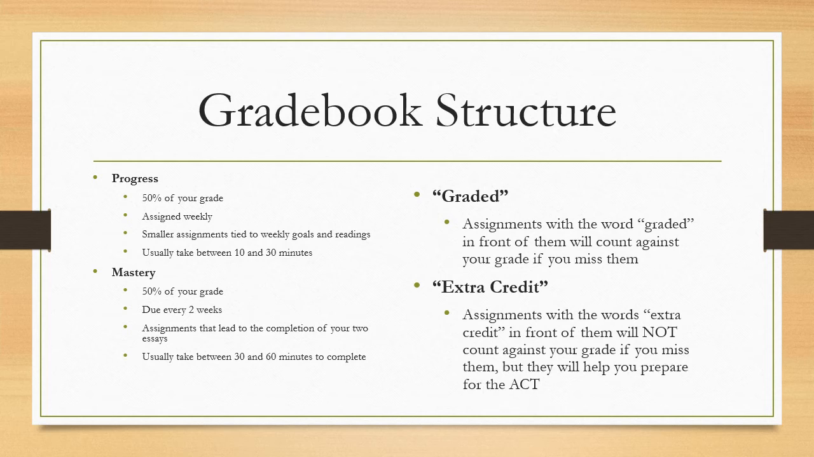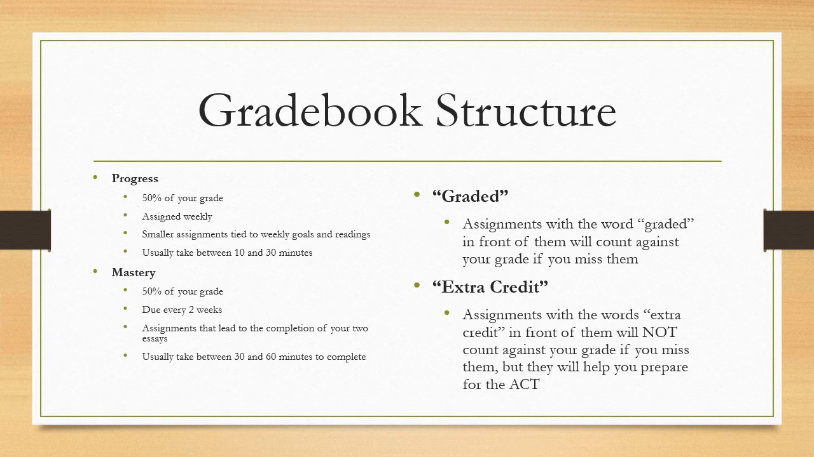So for the mastery assignments, those are the steps between outline, rough draft, peer review, and then your final draft for essay number 3 and number 4 in this class. Also, important note: if an assignment has the word graded in front of it in Google Classroom, it will be graded and count against you in the gradebook if you do not do it. If an assignment has extra credit in front of it in Google Classroom, it will not count against you if you do not do it because it's extra credit.